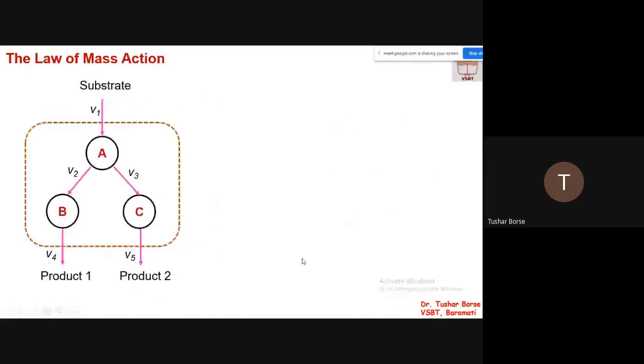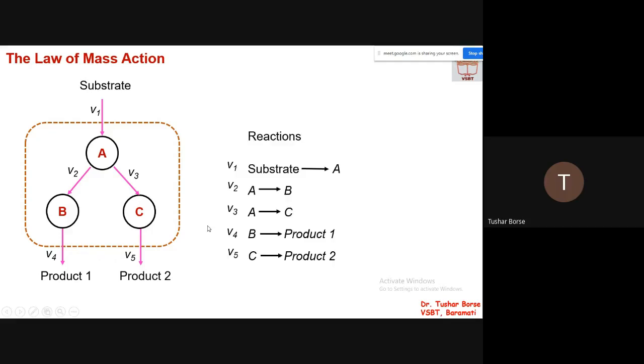Now take an actual example here. Suppose this is a cell. A substrate is entering into the cell. A is converted to B, A can be converted into C, B will be converted into product 1, C is converted into product 2. So I have shown only these 5 reactions. Each reaction, as I told you, could be denoted by its rate constant, or the rate of reaction, denoted by V1, V2, V3, V4, V5. The first is substrate to A, V1; A to B, V2; A to C, V3; B to product 1, V4; C to product 2, V5.